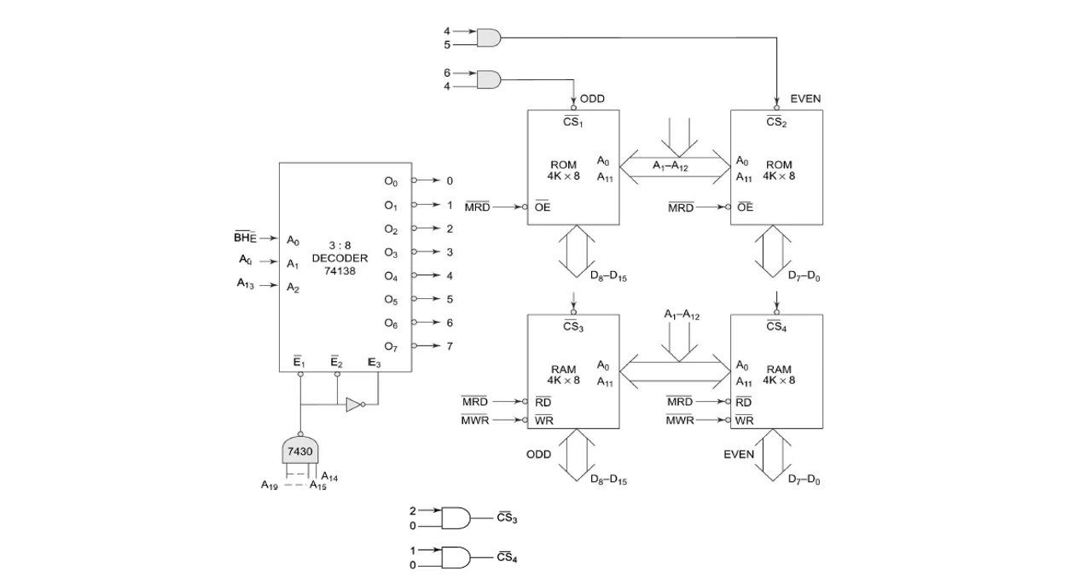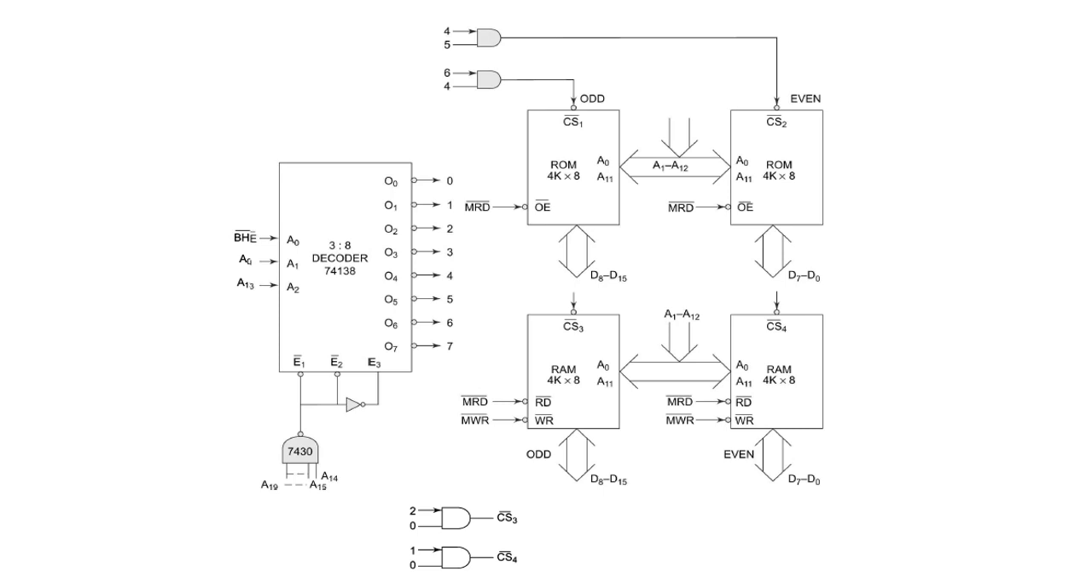Similarly, when A13 is 0, A0 is 0 and BHE bar is 1, that means the even address memory bank alone of the RAM has to be selected. So in that case, the output of the decoder is 1. That means the chip select 4 is enabled. The chip select 4, as we can see, is for the even address memory bank of the RAM.